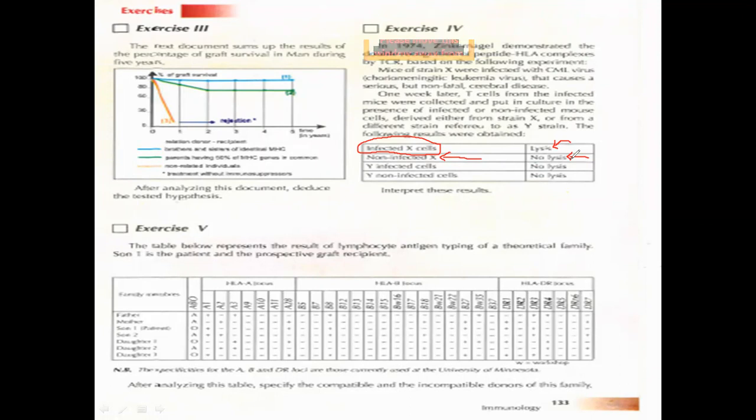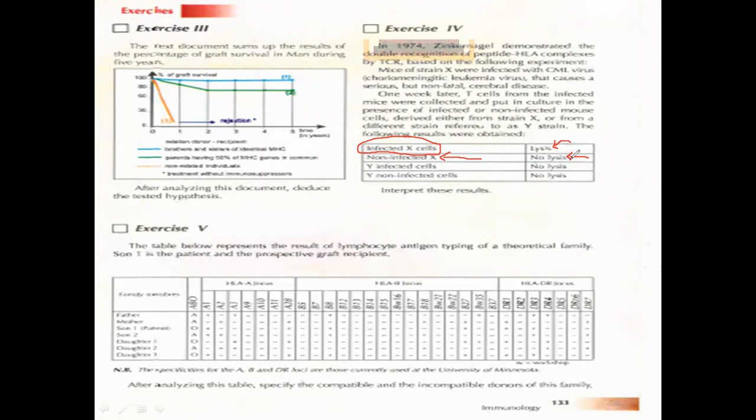Second important note, we put Y infected cells, meaning we brought infected cells from another strain, strain Y, and put them with T cells from infected mice. There was no lysis. Why? Because I took the T cells from strain X, and strain Y is a different strain. They didn't recognize the same HLA, so there is no recognition of the HLA. That's why there will be no lysis.